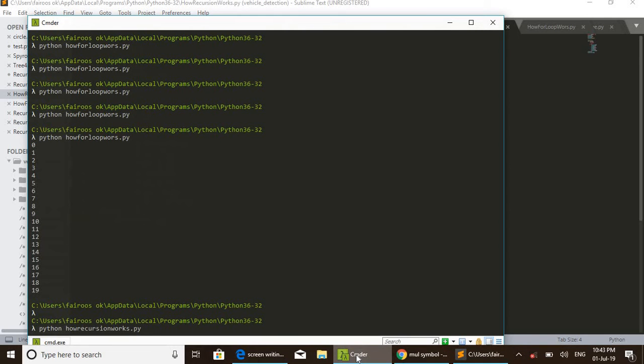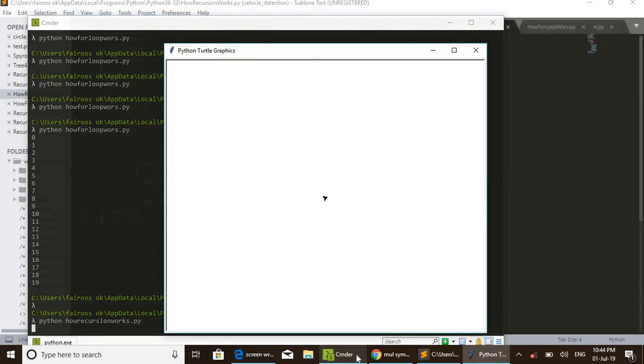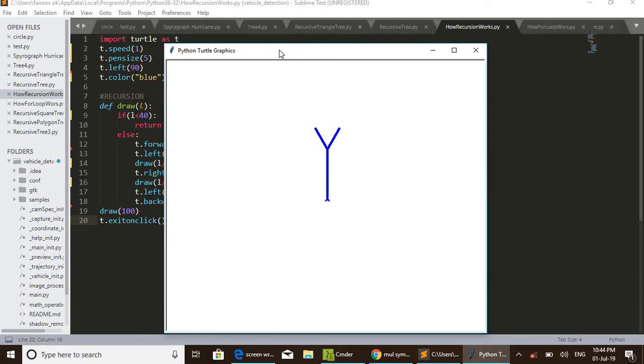Okay, Python how recursion works.py, enter. Actually the code is working like this. Okay, now I'm going to explain the procedure.